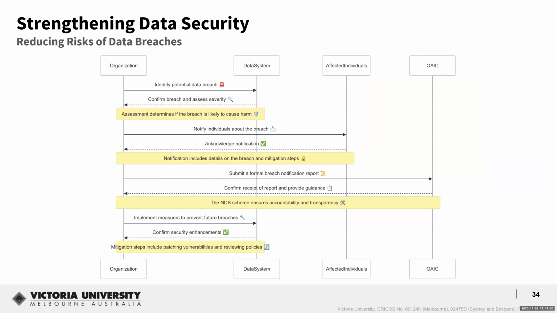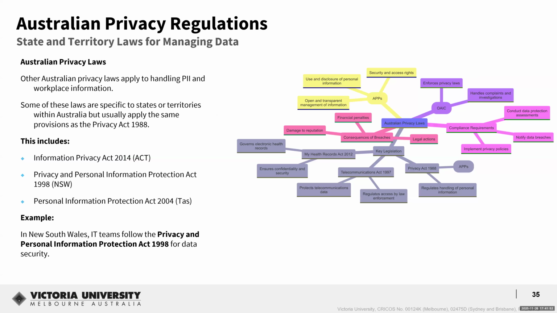What else did we have in the previous class? We also saw Australian privacy laws. We saw there are a couple of other pieces of legislation specifically designed for different states or territories, like the Information Privacy Act 2014 in the ACT, pretty similar in New South Wales, the Privacy and Personal Information Protection Act, and the Personal Information Protection Act also in Tassie.